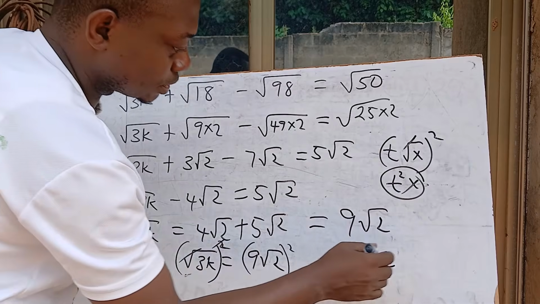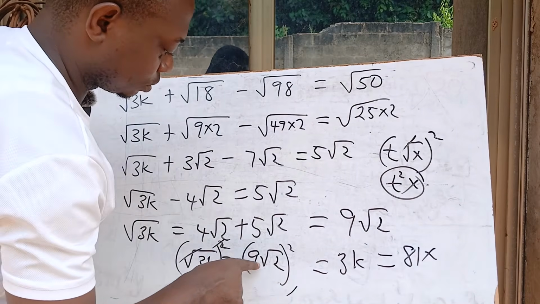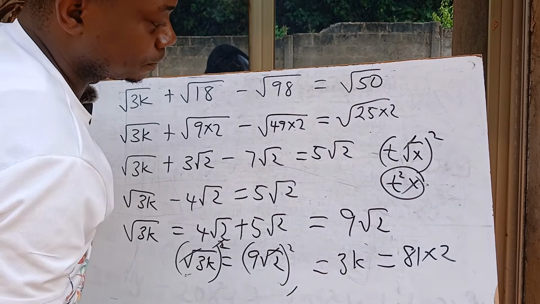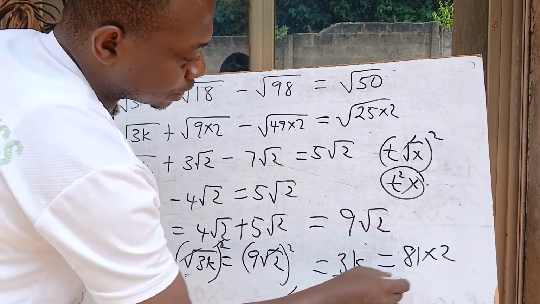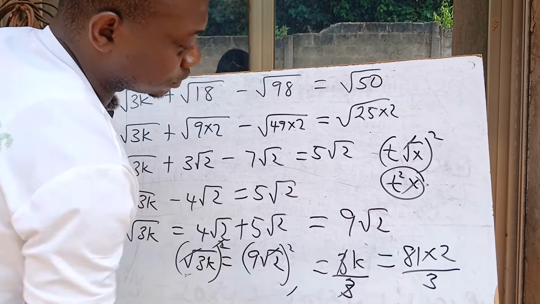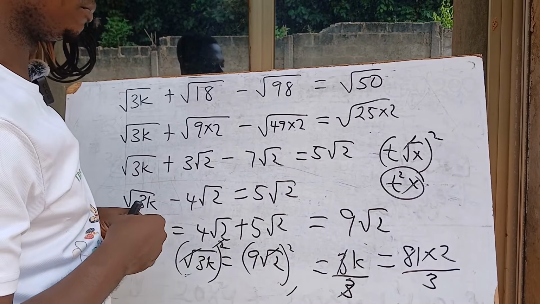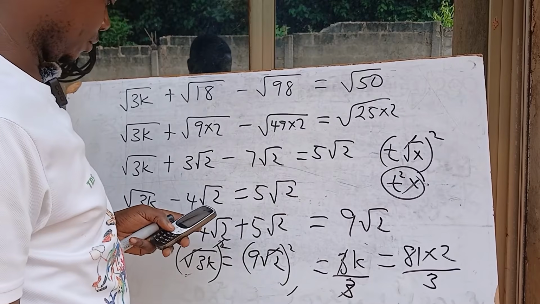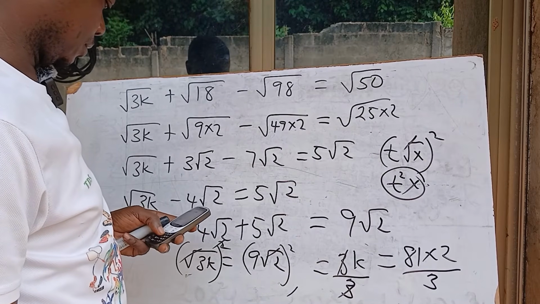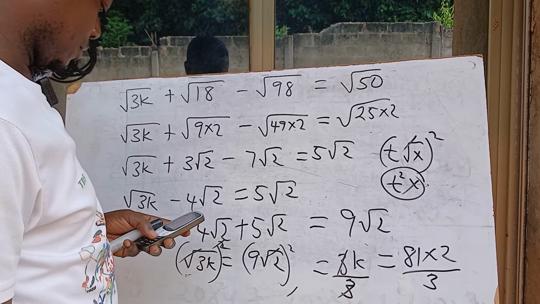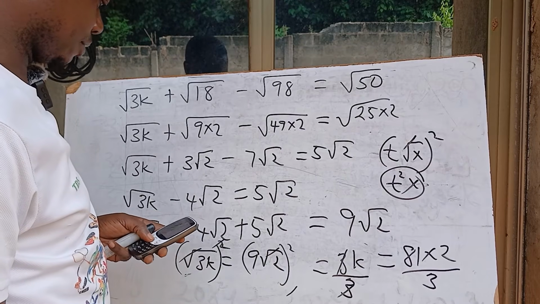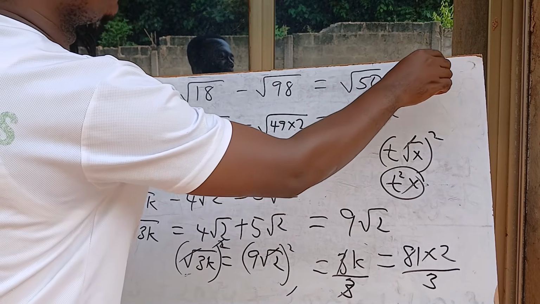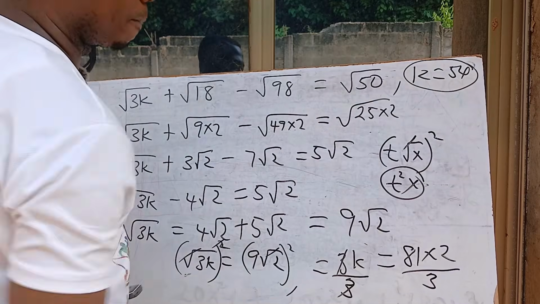So same thing here. This one will affect this. That will be 9 squared, 81, times this one's multiplication. And this one squared will cancel the root sign. So times 2. So I will divide both sides by 3. So 81 times 2 will be 162. So 162 over 3, 162 divided by 3 will be 54. So my k here is 54 as the answer.